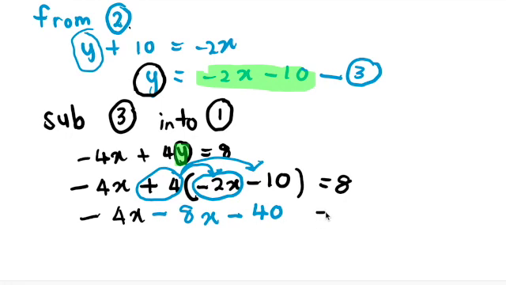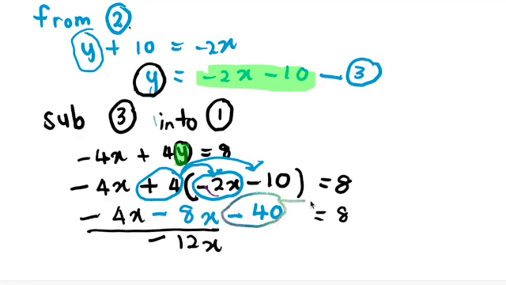Okay, so equals to 8. Next, solve as usual. Same term, x with x, we can solve. We can simplify. So, negative 4x minus 8x is negative 12x. Negative 40, we can bring them to the right side. Backtracking to the right side.